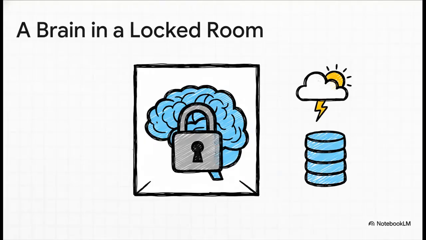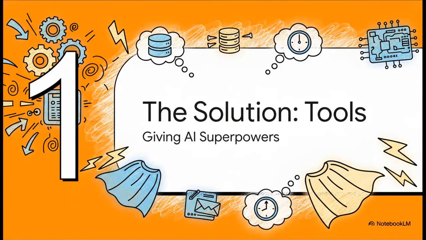And you know, this problem goes way beyond just math. A standalone LLM is basically a brain in a jar. It's trapped in the past, with only the data it was trained on. It has no idea what the weather is like in San Francisco right now, and it definitely can't access your company's private database to check on a customer's order. It's this brilliant mind, but it's stuck in a locked room. So how do we get it out of that room? How do we connect it to real-time information and all of our own custom logic?